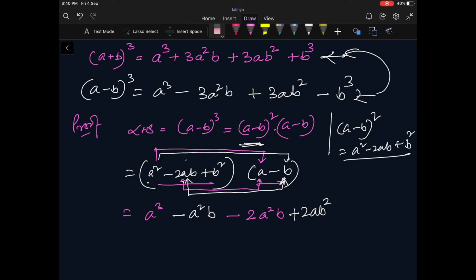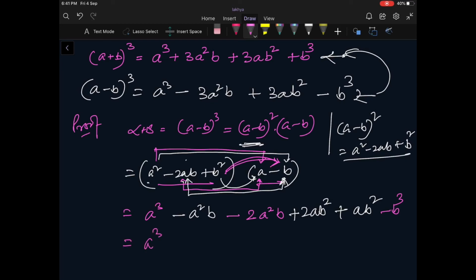So now what to do? Now we have to multiply the last term. B square into a is b square a, which also can be written as a b square. Then multiply b square with minus b. B square into minus b gives minus b cube. Hope you have understood up to this.